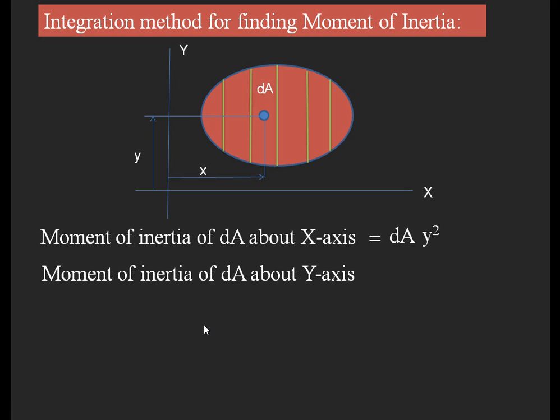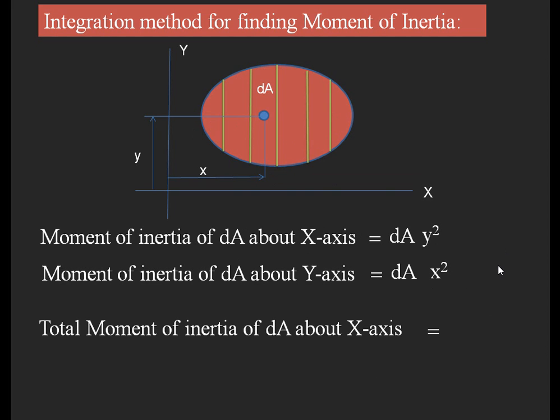Similarly, the moment of inertia of the same area dA about the y axis is dA into x square, since with respect to the y axis the distance is x. These two equations give the moment of inertia about the x axis and y axis of only this particular area dA. For the whole body, we need to consider the integral with particular limits.